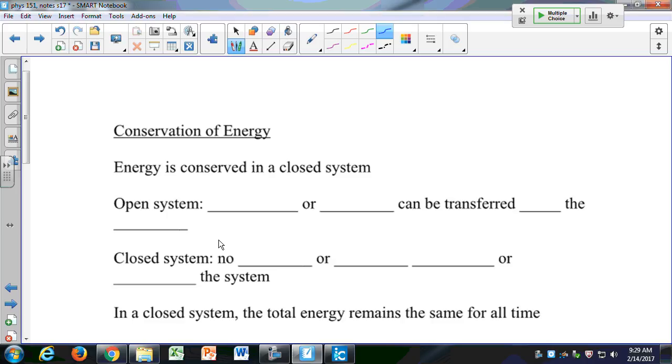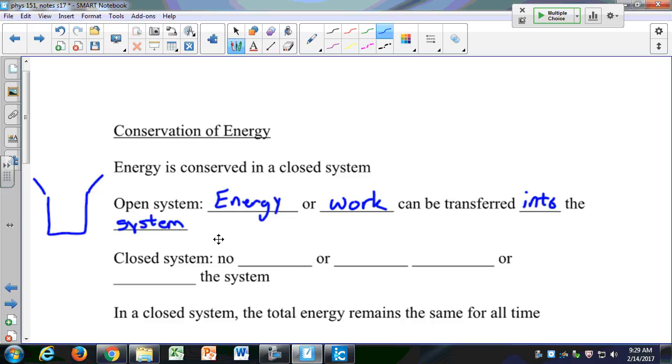An open system says that energy or work can be transferred into the system. I like to think of this as a box that's open on the top, and you can put stuff into the box, or you can actually take stuff out of the box. You can put stuff in or take stuff out, an open system.